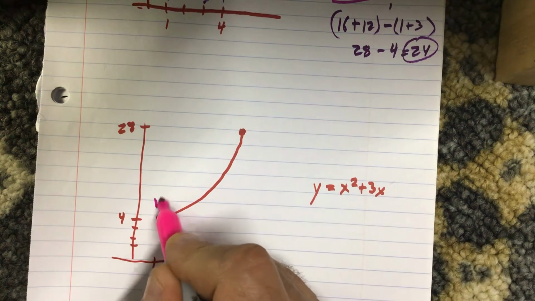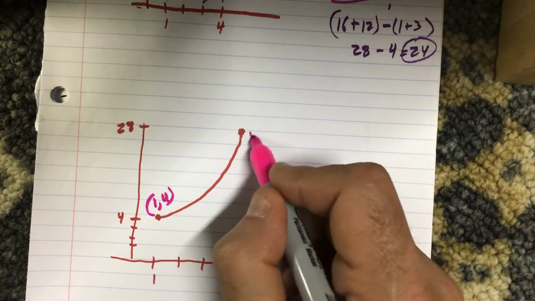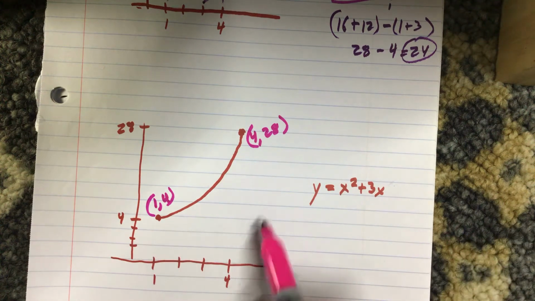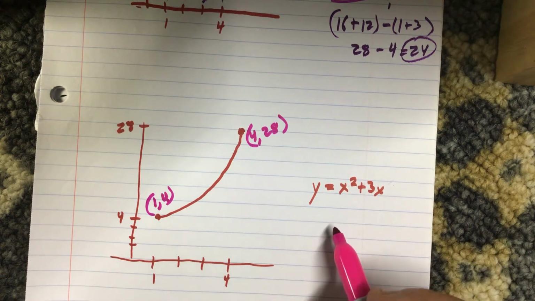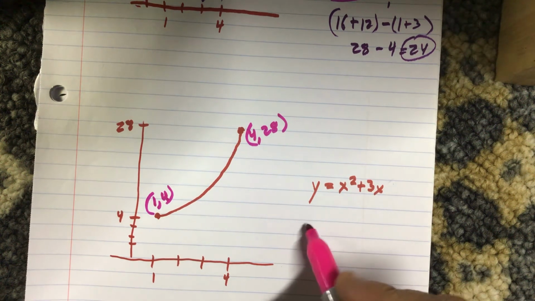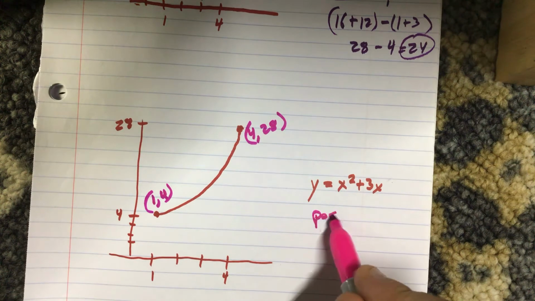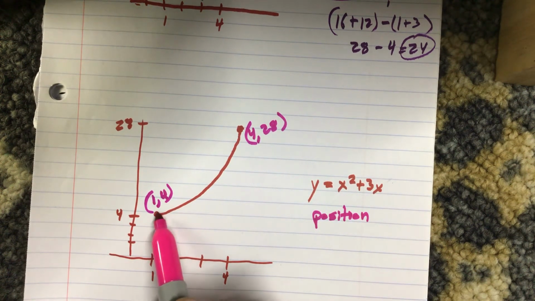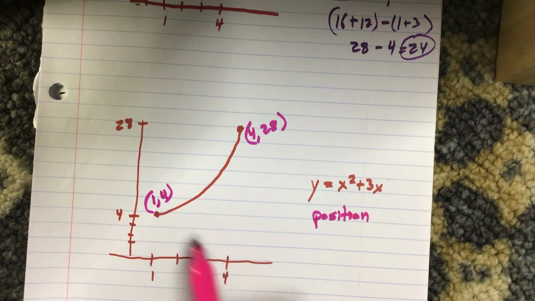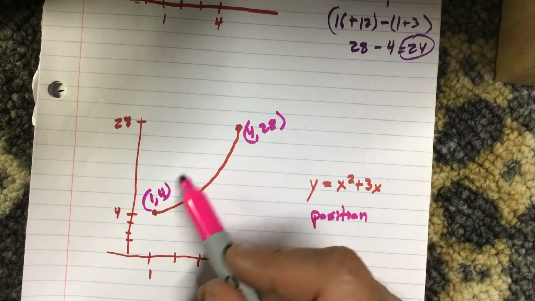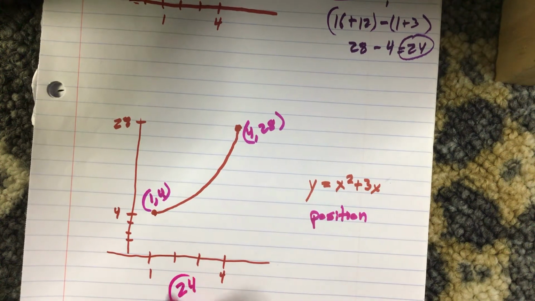That's this point here, 1, 4. And when you plug in 4, you get 28. That's this point here, 4, 28. So this would be like a position function. That's what I was trying to think of. So at, let's say, time 1 hour, I'm 4 miles away. And then 3 hours later, I'm 28 miles away. How far did I travel? 28 minus 4 is 24.